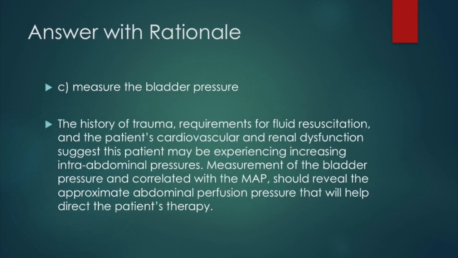And the answer is C. Measure the patient's bladder pressure. The history of trauma, the requirements for fluid resuscitation, and the patient's cardiovascular and renal dysfunction suggest this patient may be experiencing increasing intra-abdominal pressures. Measurement of the bladder pressure and subsequent correlation with the MAP should reveal the approximate abdominal perfusion pressure that will help direct the patient's therapy.